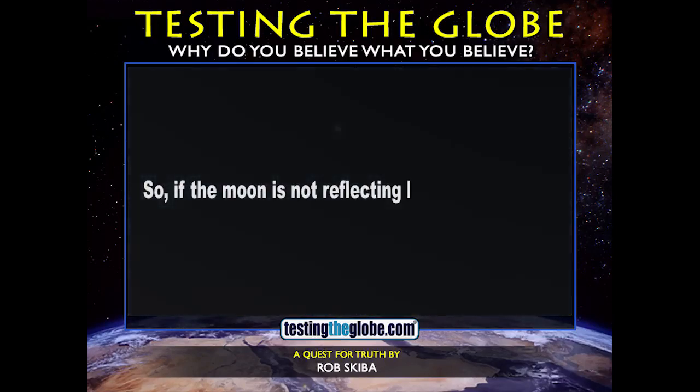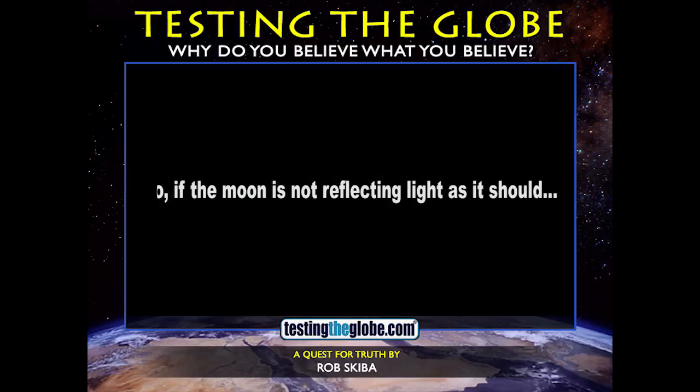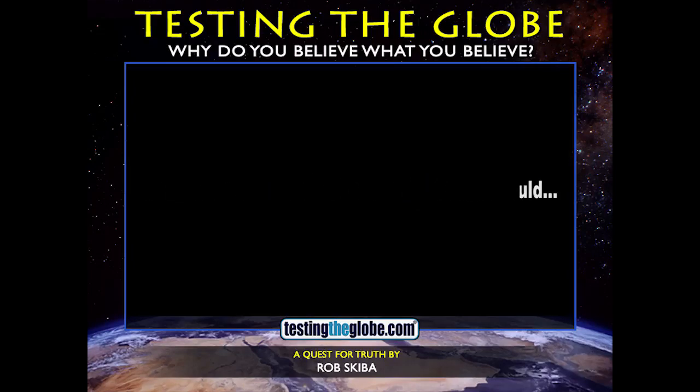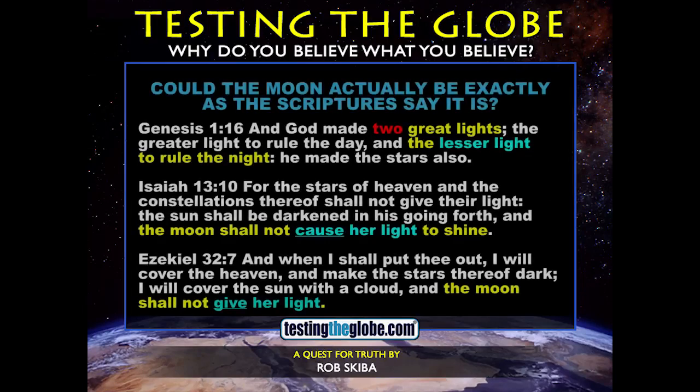So, if the moon is not reflecting light as it should, could the moon actually be exactly as the scriptures say it is? You've got a number of scriptures saying that the moon is a light. It's a lesser light, according to Genesis. And in Isaiah and Ezekiel, it talks about the sun causing her light to shine or giving her light. There's nothing in Scripture that indicates that it's a reflector.